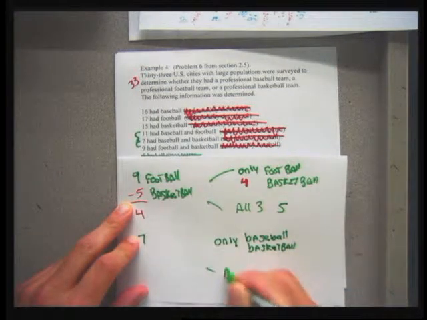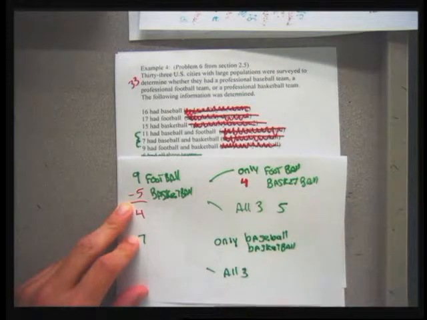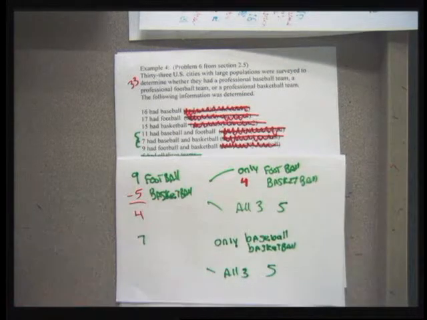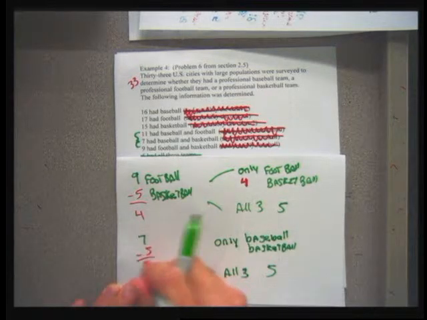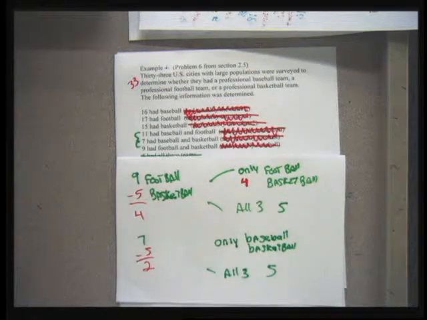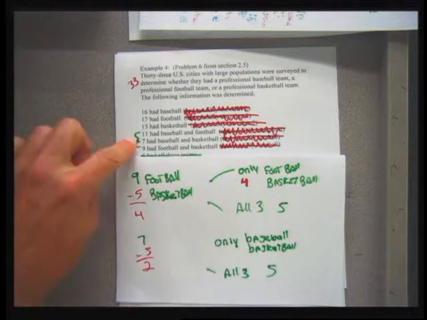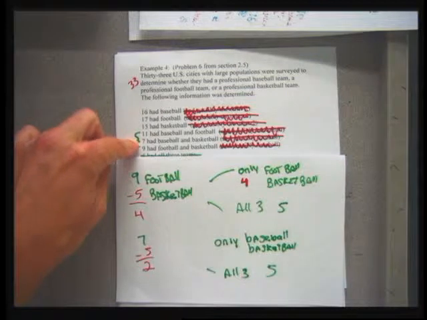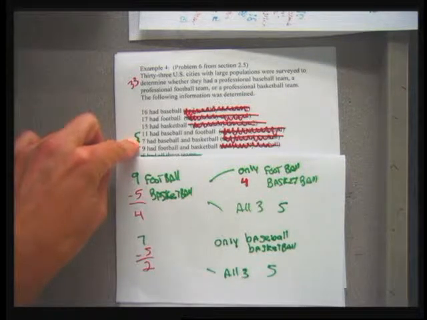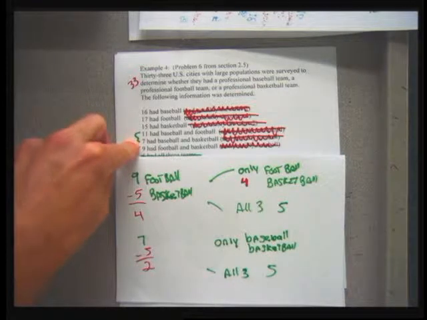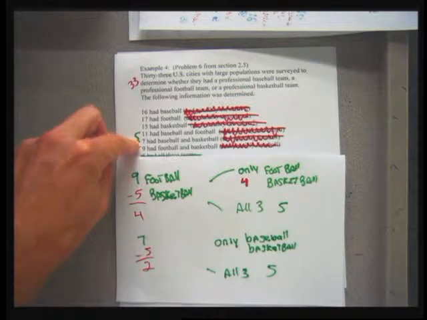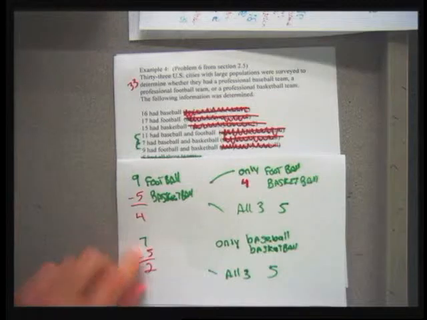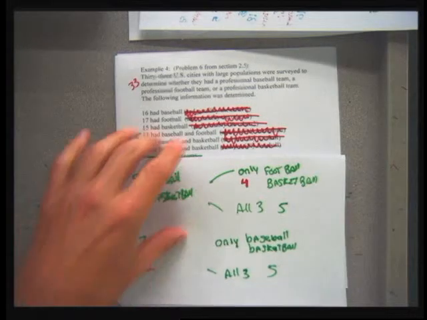Others had all three. And of the 7, 5 had all three. I know that. So 2 had only baseball and basketball. So again, the numbers that are given don't represent what they seem like they should represent. This 7 doesn't represent the seven cities having only baseball and basketball. It's some that have all three, some that only have those two. 5 of them have all three. There are only 2 cities that have only baseball and basketball.